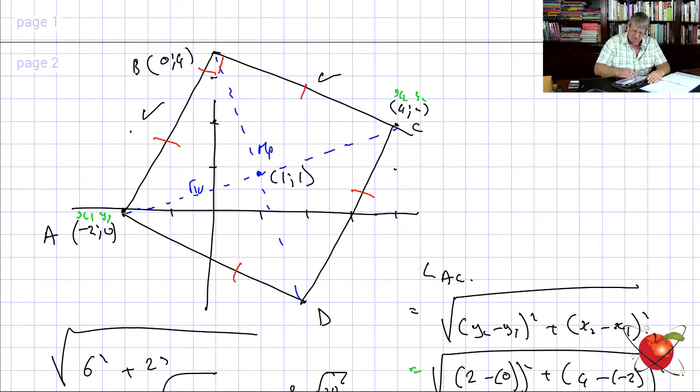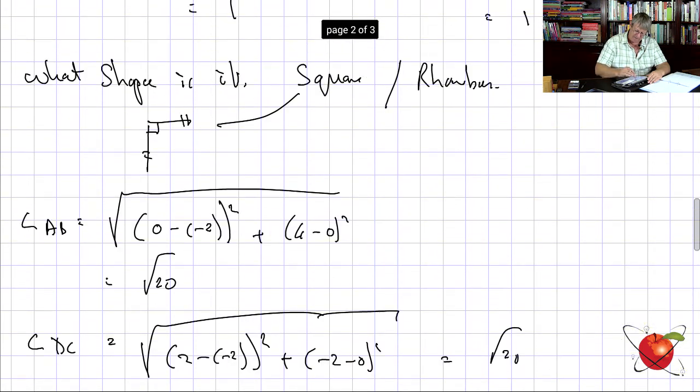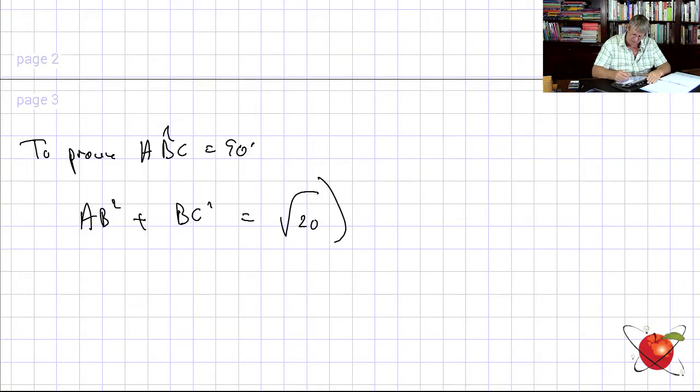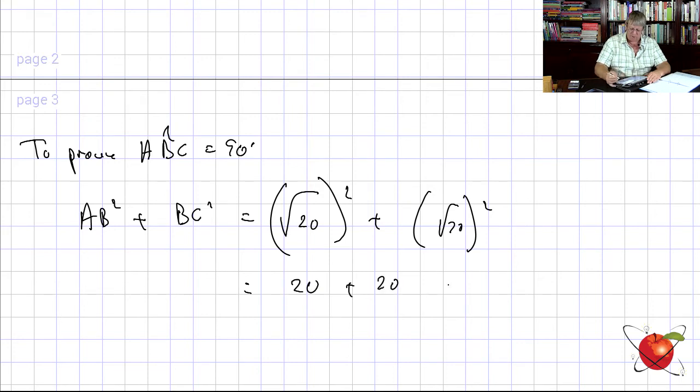Then we've got the answer, haven't we? All right, well, let's have a look. AB squared plus BC squared. Let's see what that's equal to. Well, we know this is equal to root 20 squared plus root 20 squared. That is therefore going to be equal to 20 plus 20, which is equal to 40.